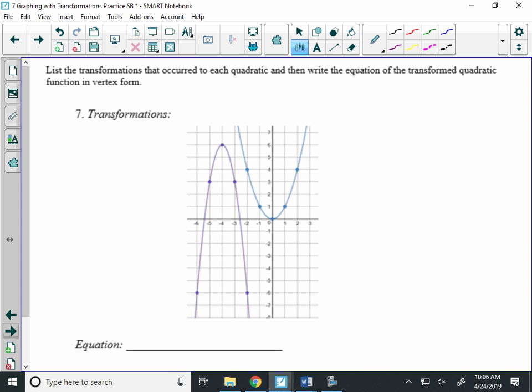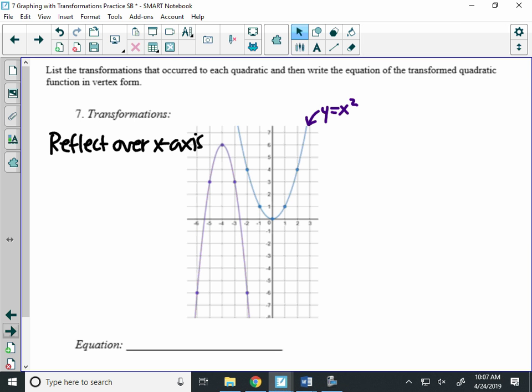All right, the next problem here is number 7. You're given 2 equations. The blue one, the one at the origin, is your parent function. We're going to list the transformations that we think happened and then write the new equation. So the first thing I notice is that this graph is upside down, meaning the purple graph has been reflected over the x-axis. So when it's upside down, we're flipped over.